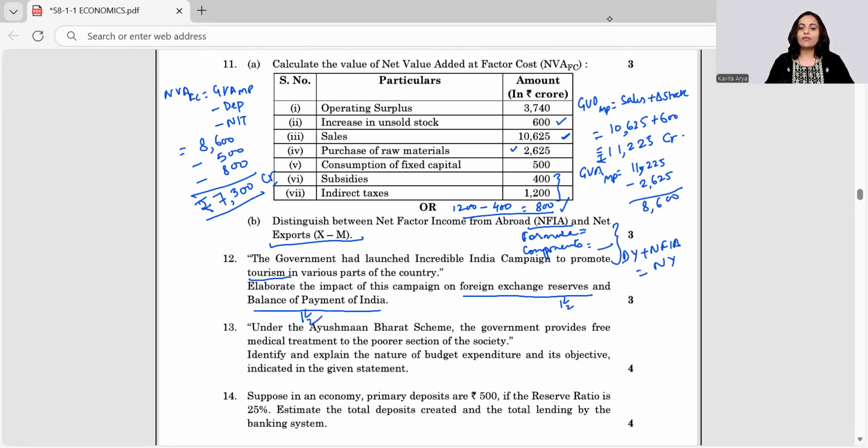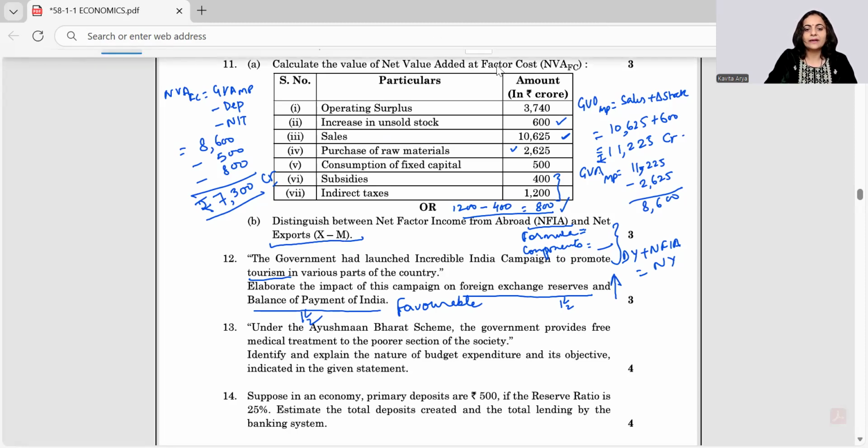So let's understand how foreign exchange reserves would be impacted when people are coming to India for tourism. So they will bring their currency to India and get it converted to the domestic currency. So this will clearly bring the demand of Indian currency and will help us have the foreign exchange reserves. So the foreign exchange reserves would increase. And as far as balance of payments of India is concerned, because the foreign exchange would come to the country, it's going to have a favorable impact on the BOP situation of the country.